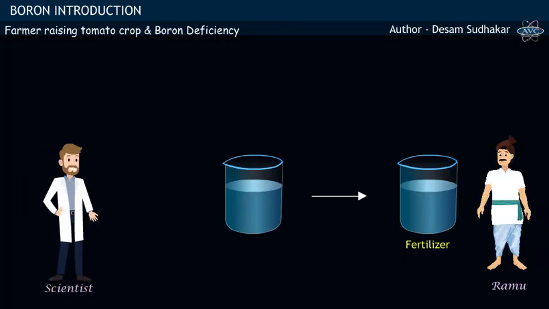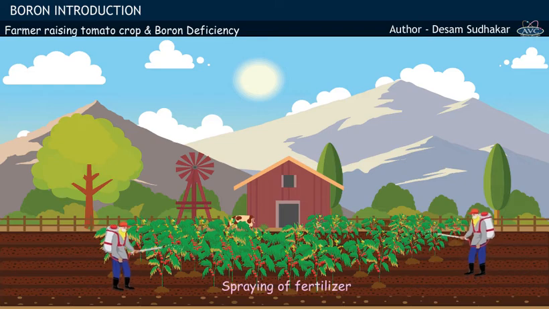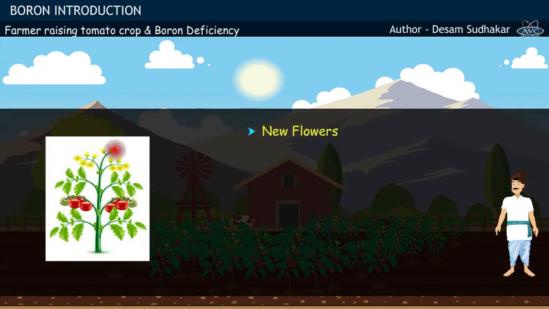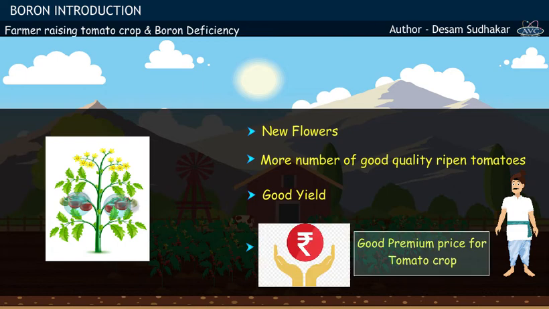He prepares a fertilizer for farmer by mixing 1 gram of boric acid in 1 liter of hot water and suggests him to apply in small quantities. After spraying fertilizer to his crop, the farmer observes new flowers, more number of good quality ripened tomatoes, gets a good produce, and premium price for his crop.